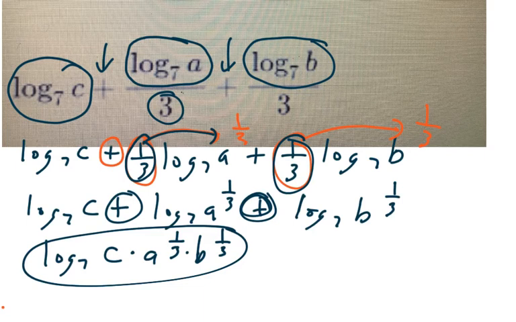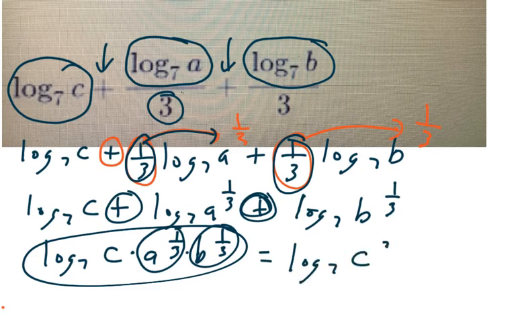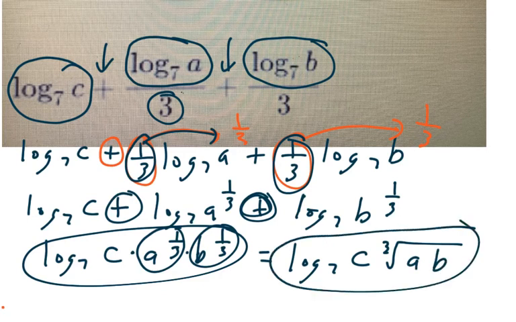Now, you need to talk to your teacher, though. Does he or she accept rational powers, or do you need to change them into radicals? Because these I could go ahead and change into cube roots. 1/3 powers, cube root. So another option would be log base 7 of c times the cube root of a times b. Because both of these are 1/3 powers, you get a cube root of a times b. But now discuss this with your teacher, please.